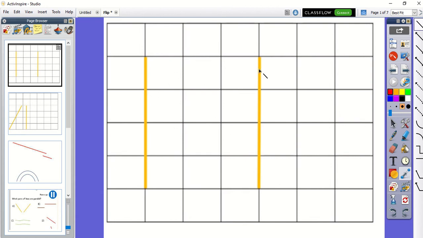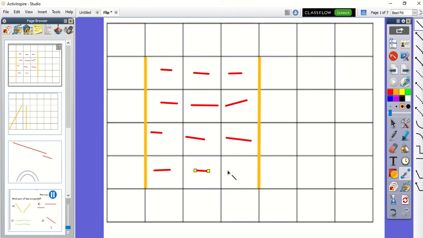So, for example, here I've got two lines. As you can see, it's got 1, 2, 3 squares across, all the way down the line. Which means these lines are parallel to each other. Because even if I carried on the line, if I carried that line going up there and up there, those lines would always stay 3 squares apart. They would never touch each other.